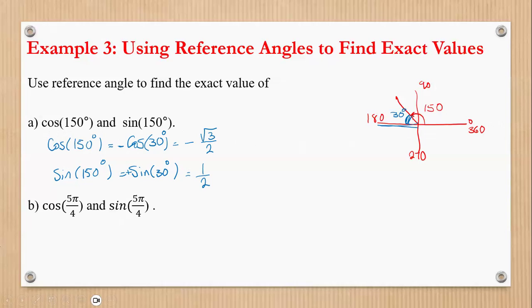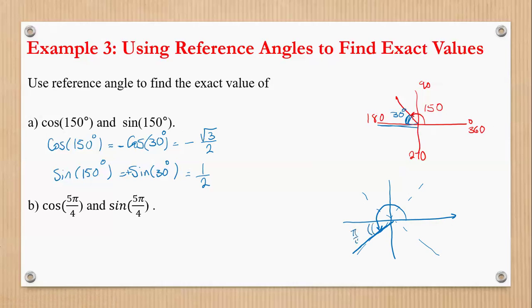To find the sine and cosine of 5 pi over 4, I need to show 5 pi over 4 in the coordinate plane first. So we have pi over 4, that means divide each quarter by 2. I have 1 pi over 4, 2, 3, 4, and 5. Okay, that's 5 pi over 4 angle in the third quadrant. So if I want to find the reference angle, it is this angle, which is pi over 4.